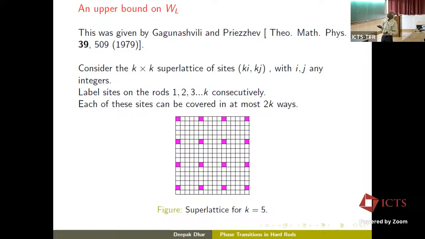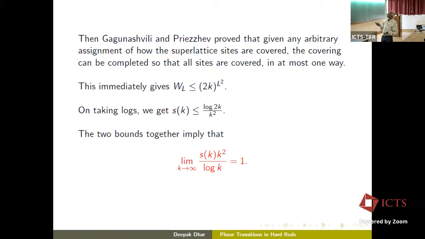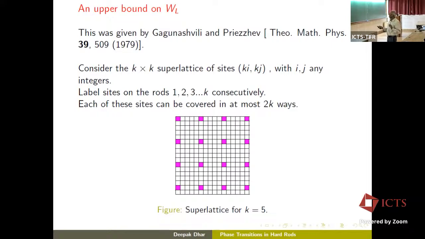And the proof of Gagunashvili was that if you give an arbitrary assignment of covering of the purple vertices, the rest of the stuff can be covered in at most one way. Sometimes you cannot cover it at all. For example, if I say this one is covered horizontally with number 2K and this one is covered with 1, then they will collide and it's not possible.